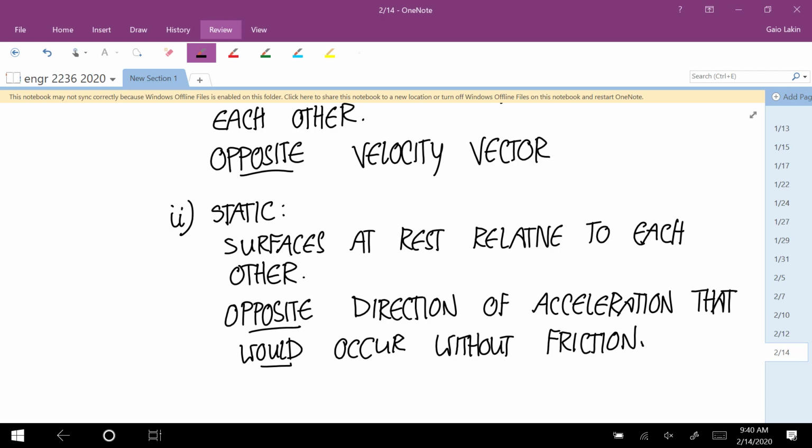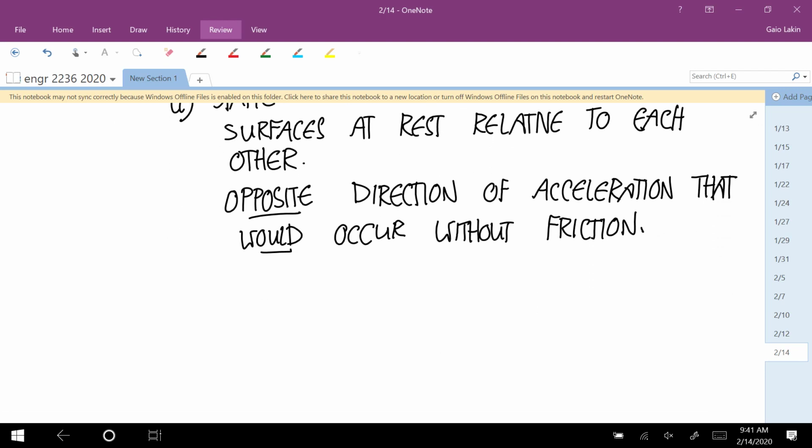So static friction, like on this chair, right now I'm putting a horizontal force on this chair. The only other horizontal force acting is static friction. If there was no static friction, it would start to accelerate that way because I'm pushing it. If there was no friction, it would accelerate in that direction. So that means the static friction is acting opposite. It's either one or the other.